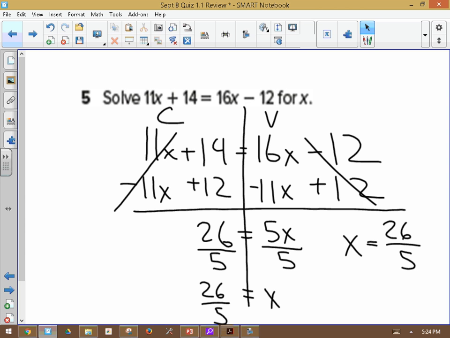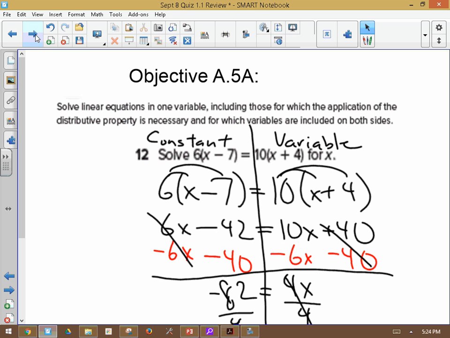Okay, and those are two examples of how you can solve linear equations using inverse operations in one variable where the distributive property is necessary and variables are included on both sides. That concludes this video.